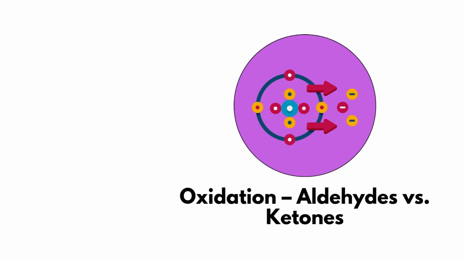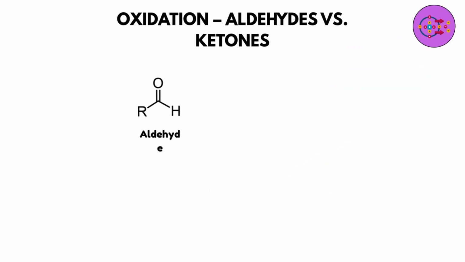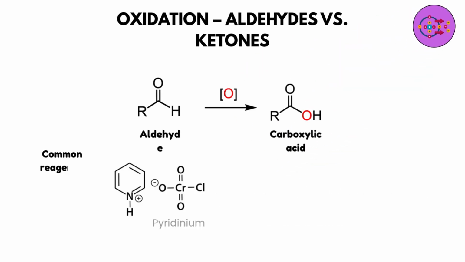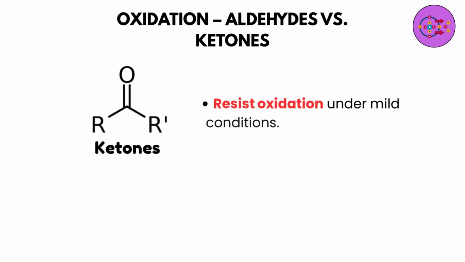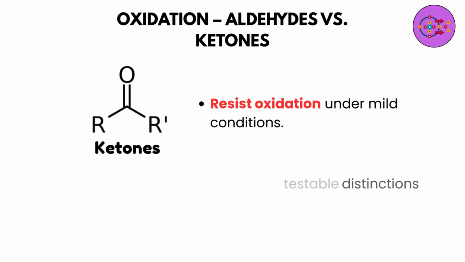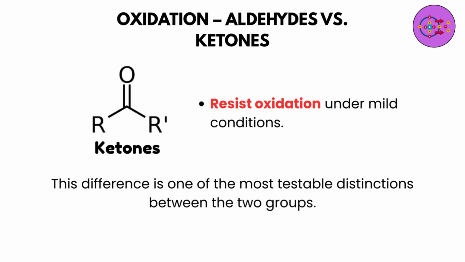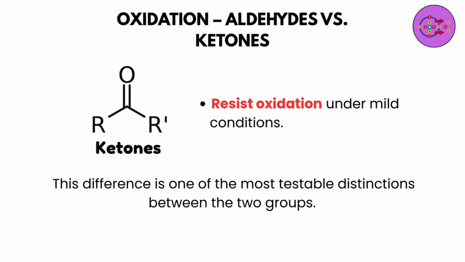Oxidation: aldehydes versus ketones. Aldehydes can be oxidized into carboxylic acids. Common reagents include PCC and stronger oxidizers like KMnO4. Ketones, in contrast, resist oxidation under mild conditions. This difference is one of the most testable distinctions between the two groups.